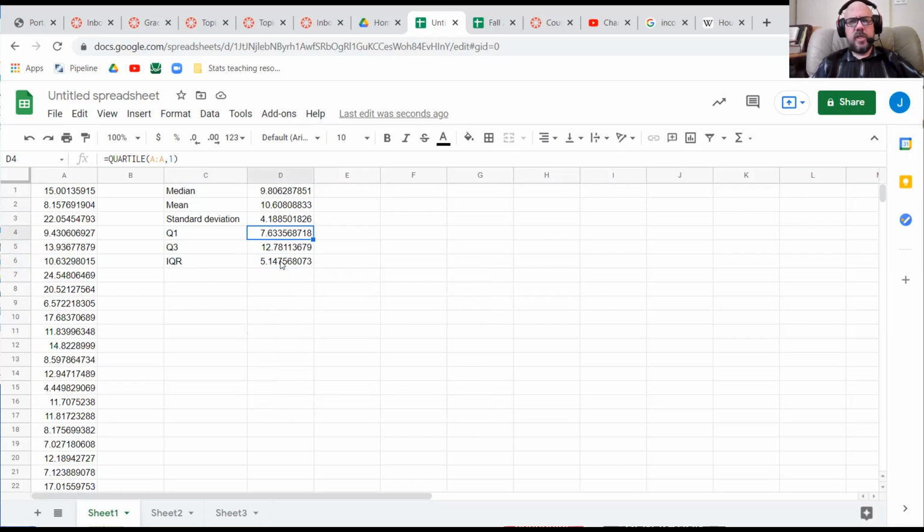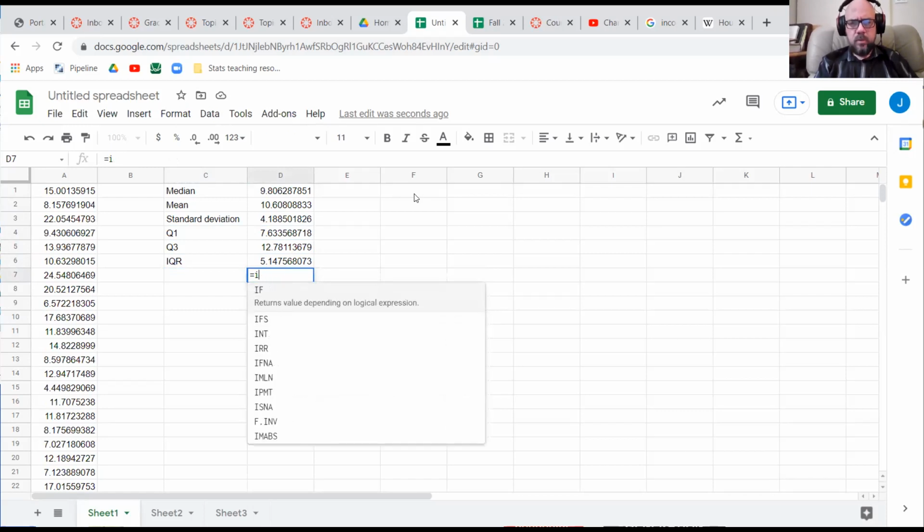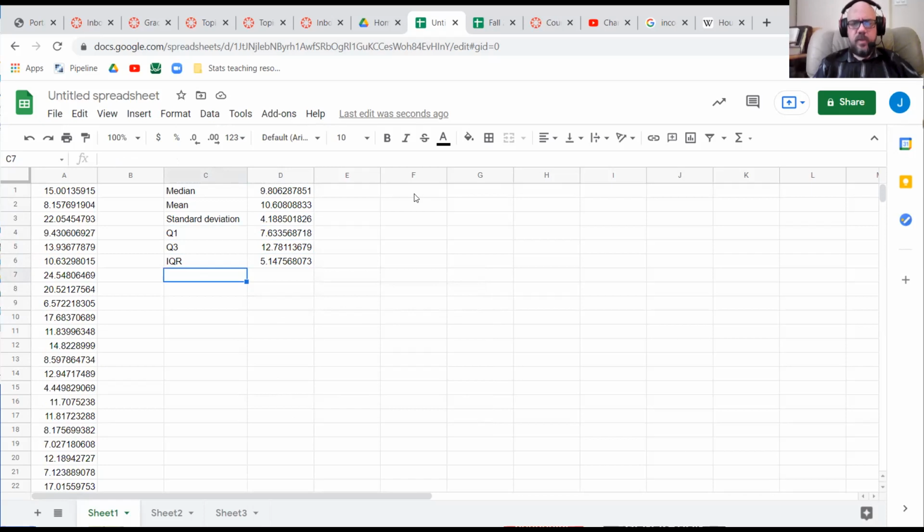I don't know if Sheets has an IQR command. It might. Let's find out. Equals. No, I don't think so. No, it doesn't look like they do. You can look around and find one, but it's easy enough to calculate it yourself. You just calculate Q3 and Q1.